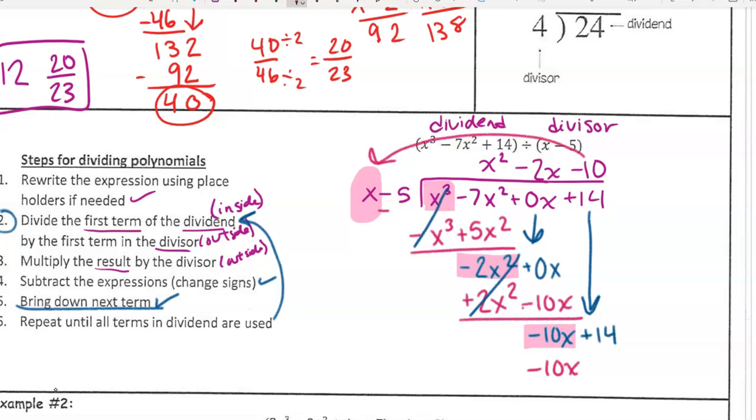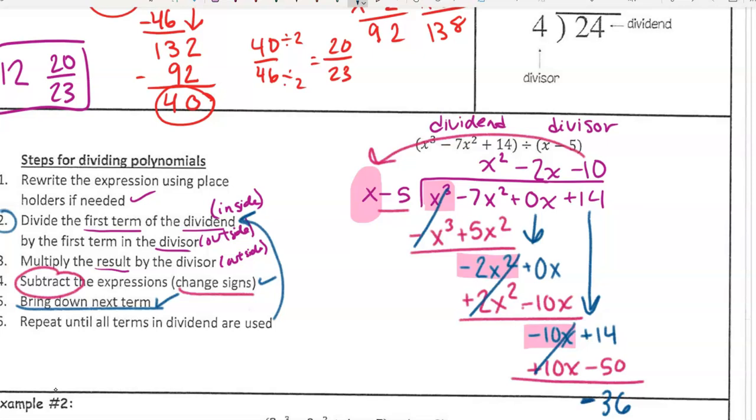And negative 10 times negative 5 is going to give us positive 50. All right, our next step is to subtract, aka change signs. So because we're subtracting, this 10 is now positive, and this 50 is now negative. All right, combine. Negative 10 and positive 10 cancel out. And positive 14 minus 50 is going to leave us with negative 36.